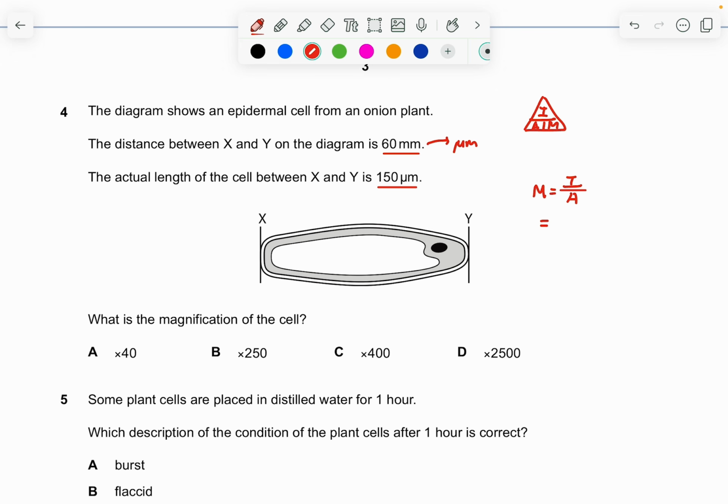So you're going to get 60,000. It should be 60 times 1,000. So you're going to get 60,000. 60 times 1,000 divided by 150. So divided by 150, you're going to get 400 times. So the answer is C. So use this formula. This formula has always been helpful and it's very easy to derive what you want to find.